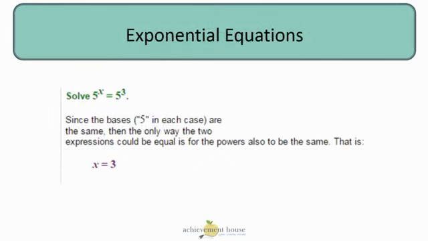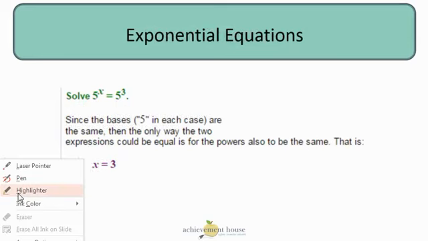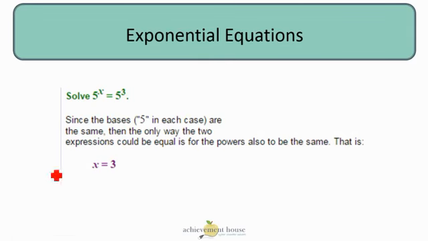So, some properties of exponential equations. If the bases are similar, so if you have common bases, then you can just set the exponents equal to each other to solve for the variable. For example, you have 5 to the x equals 5 cubed. So since the bases are both 5, we can set the exponents equal to each other, and so you have x equals 3.